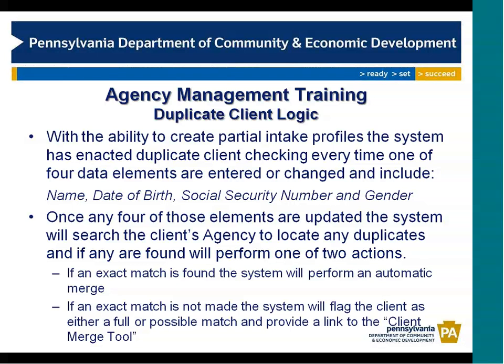If it has a full exact match, the system will automatically merge that client and take care of that with you. And as we talked about, it's not only a client thing, it's a household thing, so there's logic in there to take care of the household as well. The one thing we wanted to bring up is what happens if it's not an exact match. The system has two ways of flagging clients: a full match or a possible match. And it also provides a link to a client merge tool.